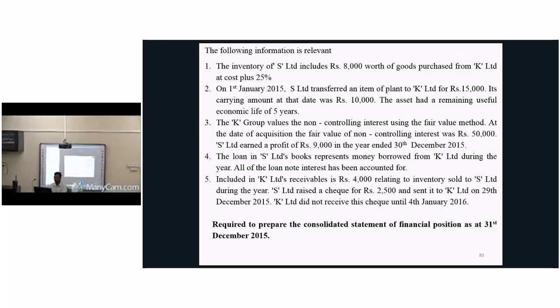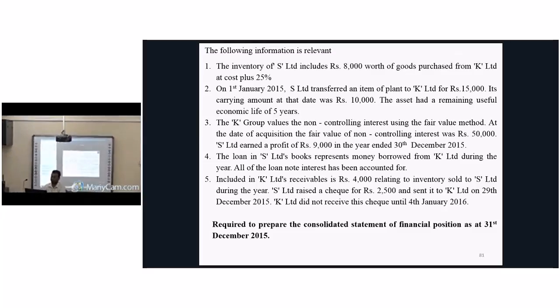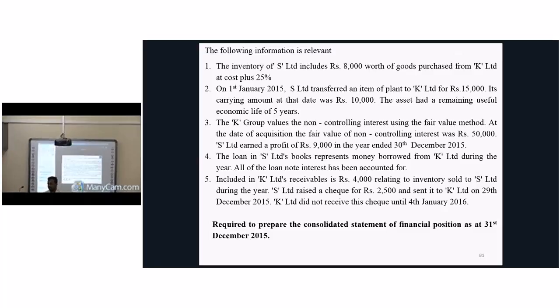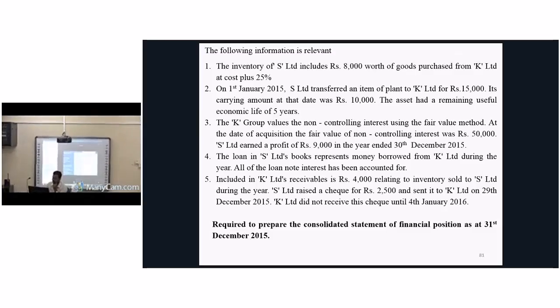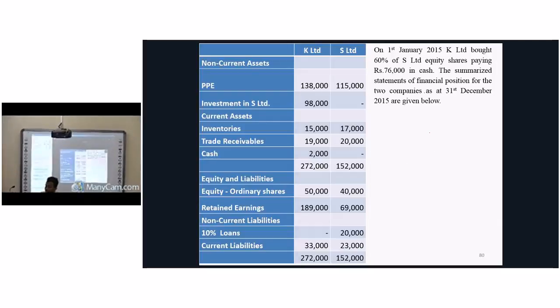And the fourth one, the loan in S Limited books represents money borrowed from K Limited during the year. Means an intercompany transaction relating to borrowing money. So we have to think about receivables and payables cancellation on that. And the fifth one is relating to receivables and payables cancellation together with cheque in transit. Yes, right. Those are the adjustments we have. Little bit big question, but let's see what we can do. This is the last question we are going to do in this balance sheet part. Thereafter, we can start the income statement part.